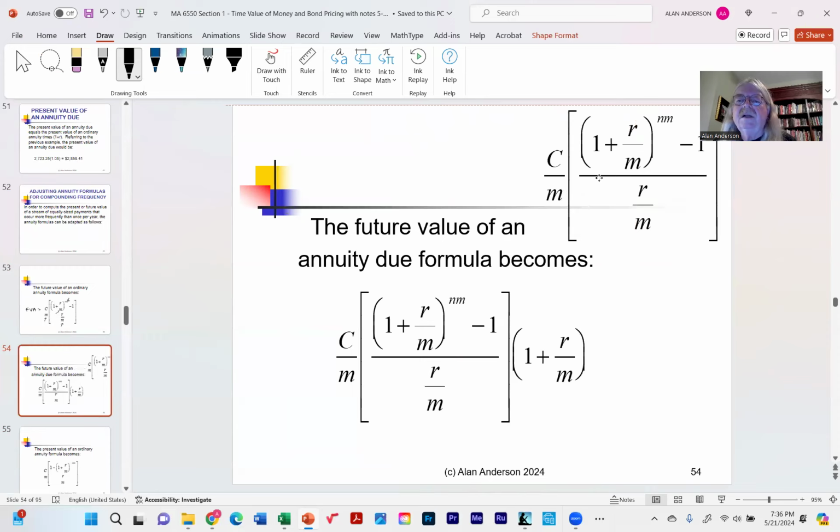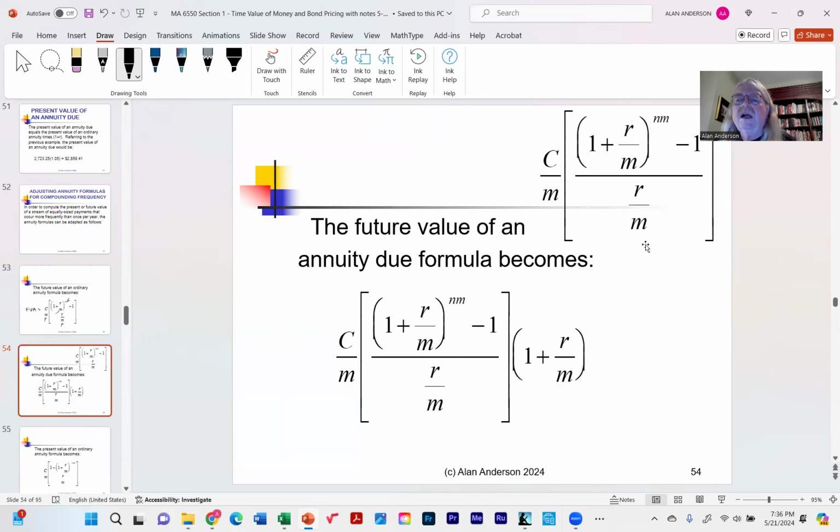Just so you can read it better. This is the formula for an ordinary annuity up here on the top. And if you notice here, instead of multiplying by 1 plus R, we multiply by 1 plus R over M. That multiplication also has to be consistent with the rest of it.